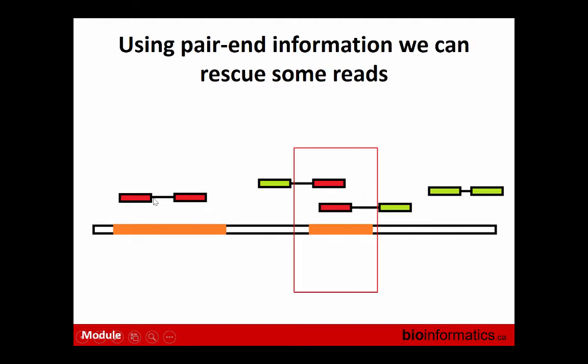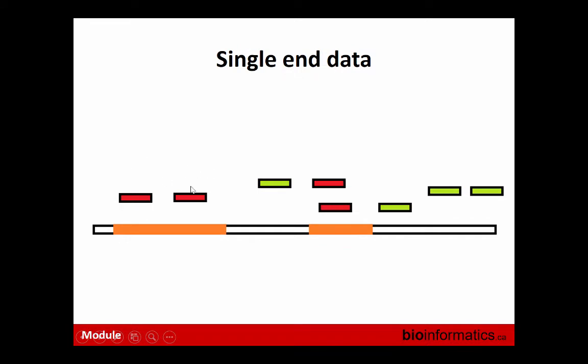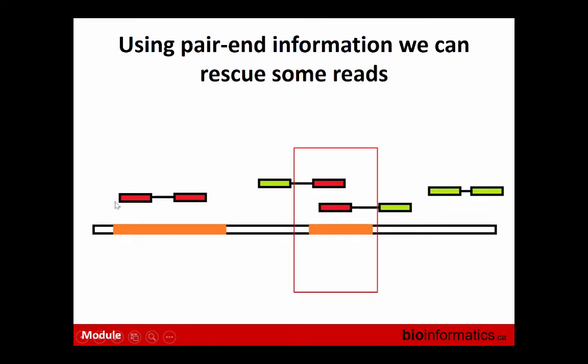Now we have paired-end information. If we have a paired-end experiment and these pairs are related, the situation is different. Let me come back. These two reads are not aligned uniquely, they are multi-mapped, and these two reads are not aligned uniquely either. Now we use paired-end information. We can't help this fragment. The entire fragment is mapped into the repetitive element. We don't know what to do.